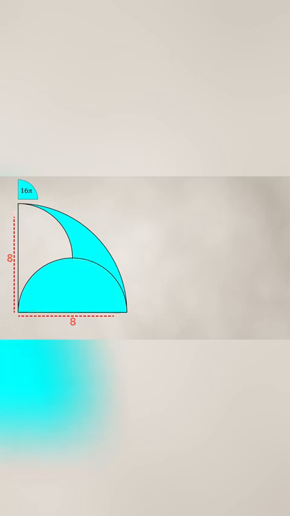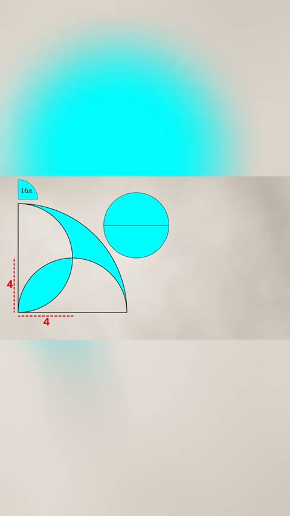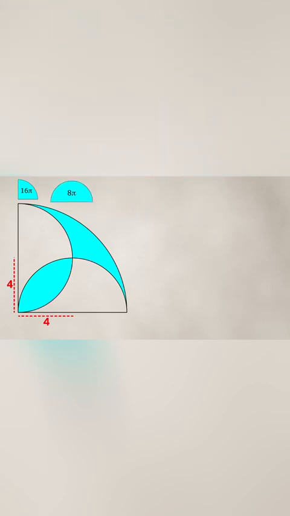Now for the semicircles, each has a radius of 4 units, and a full circle with a radius of 4 has an area of pi times 4 squared, which equals 16 pi. Half of that for one semicircle would be 8 pi, but as there are two, then that's 8 pi plus 8 pi, which equals 16 pi for both.